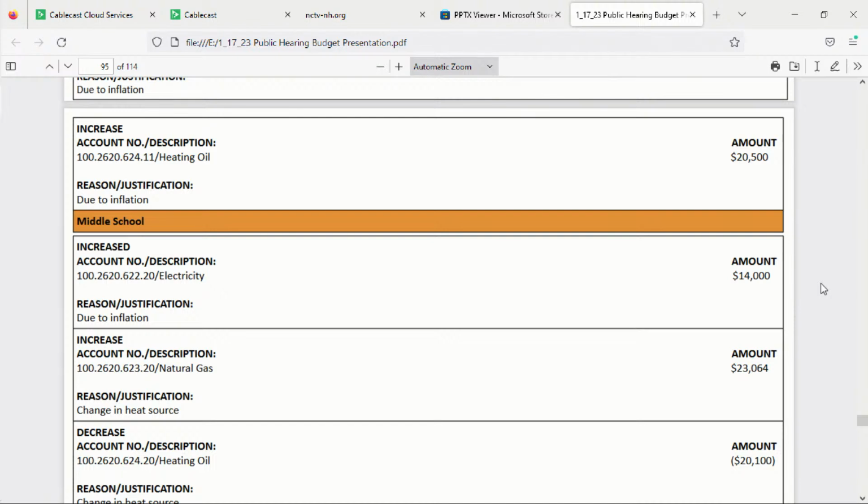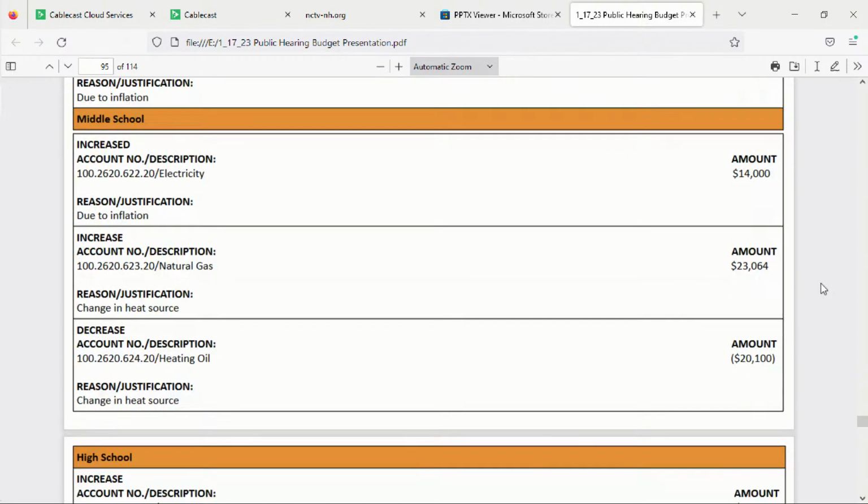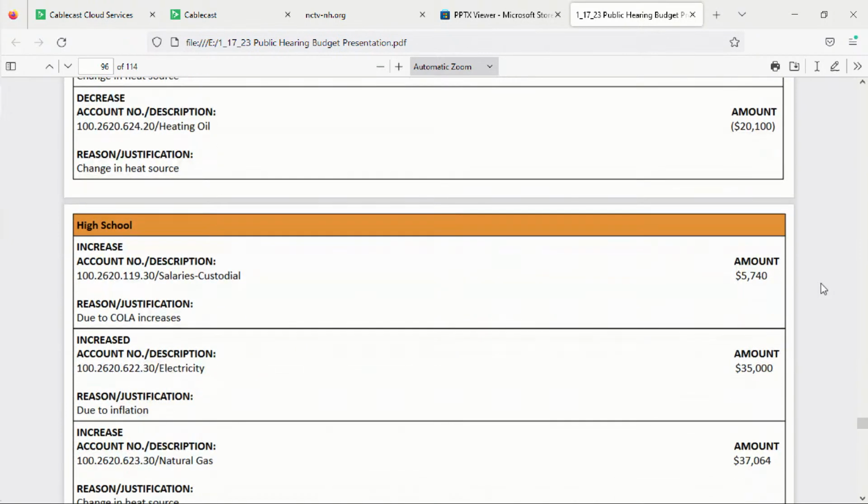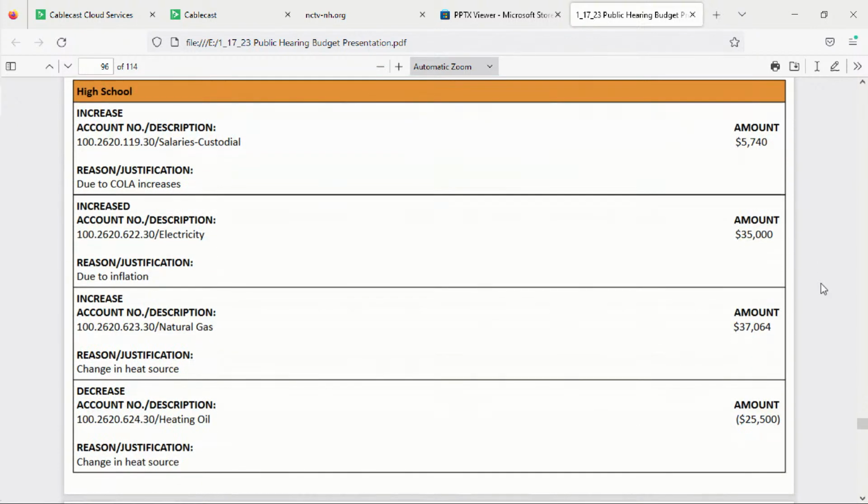Then we go to the middle school. Electricity is a $14,000 increase, and that was obviously due to inflation. And then propane at the middle school is $23,064. And then the heating oil is minus $20,100 because we did change there, and the middle school is pretty much on propane. We have the option to turn on the oil heat if we need to, whether it's because of a maintenance problem with a boiler or a cost. We can make that change on the flip of a toggle switch.